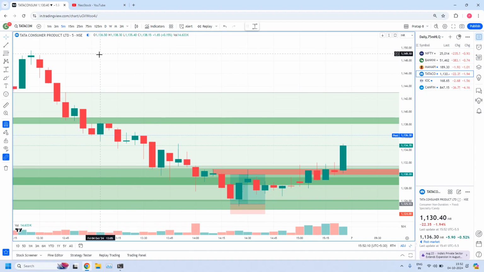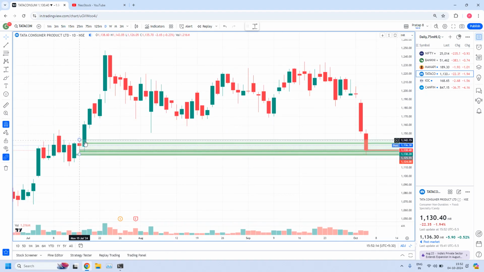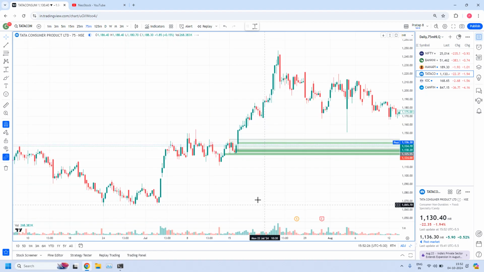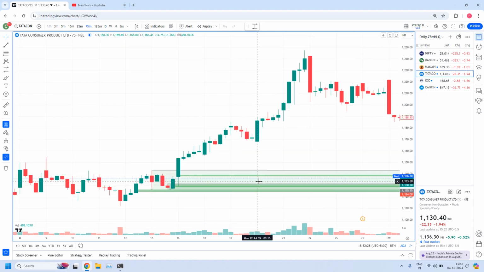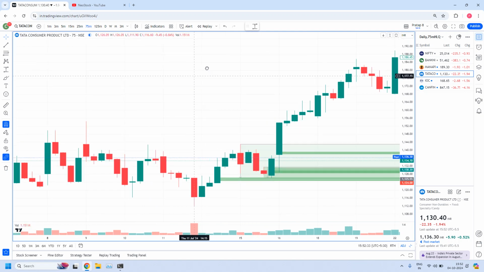So Tata Communication is a daily high liquidity zone. This is a rally base rally, a fresh zone. And this daily zone is fine-tuned with the 75 minutes time frame. Forget about this zone, I will explain at the end.